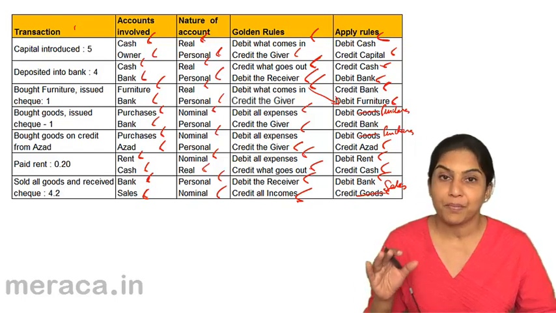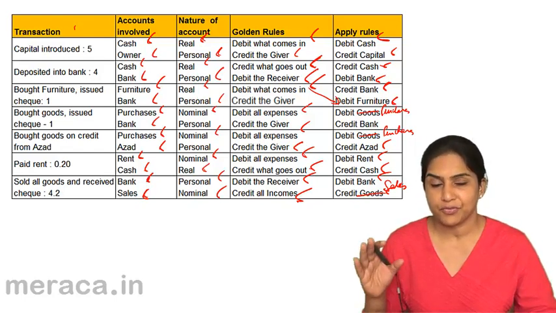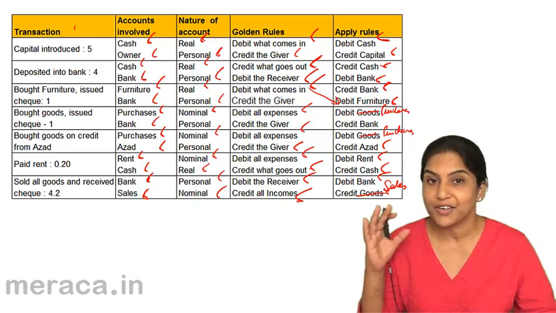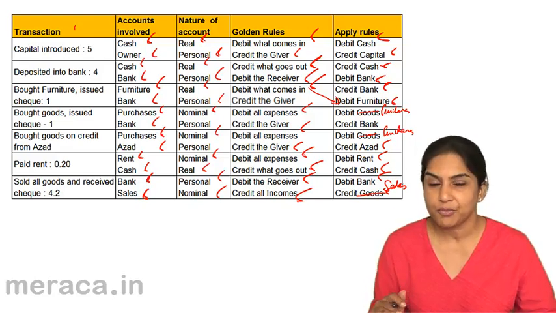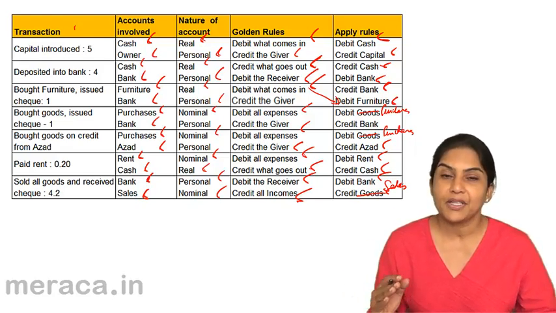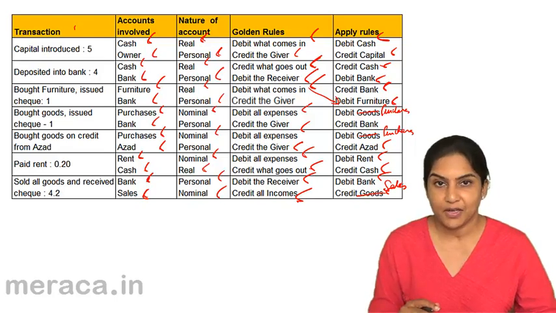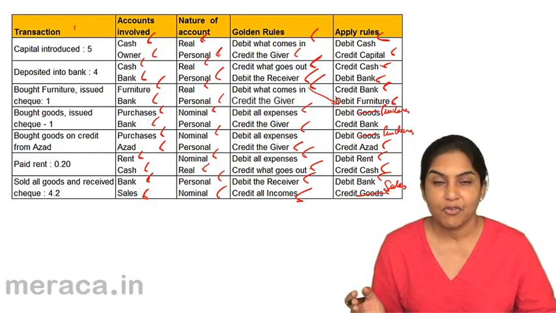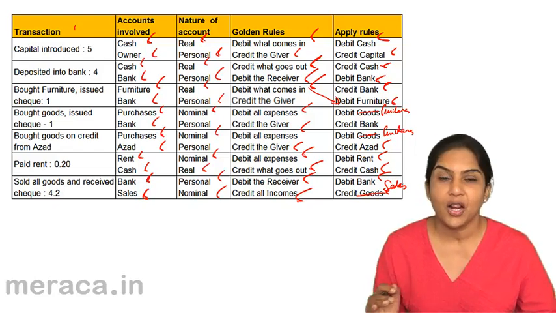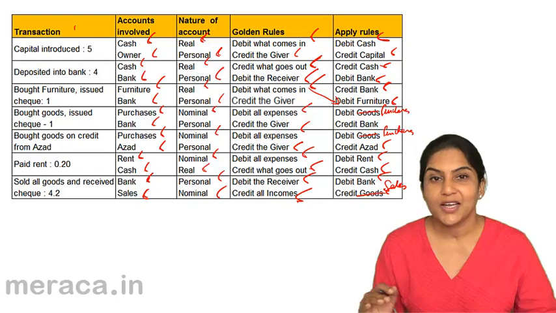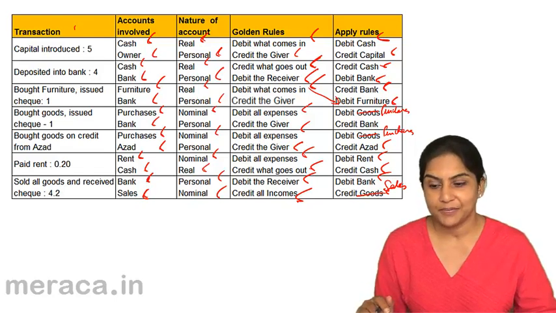What were the rules for the traditional approach? For personal accounts, debit the receiver, credit the giver. For real accounts, debit what comes in, credit what goes out. For nominal accounts, debit all expenses and losses, credit all incomes and gains.